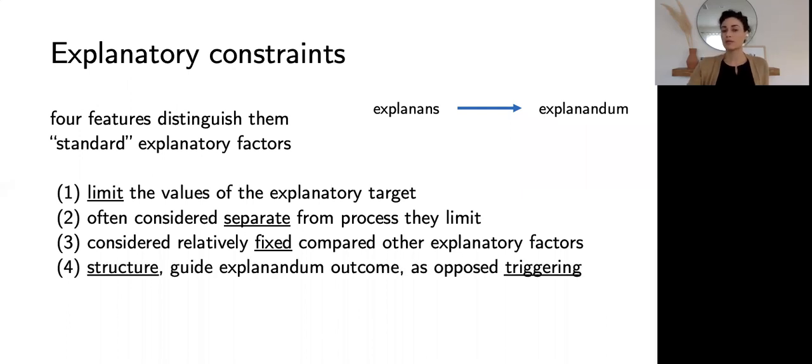A fourth and final feature of explanatory constraints is that instead of triggering the occurrence of some effect or outcome of interest, they more often shape and structure its presentation.